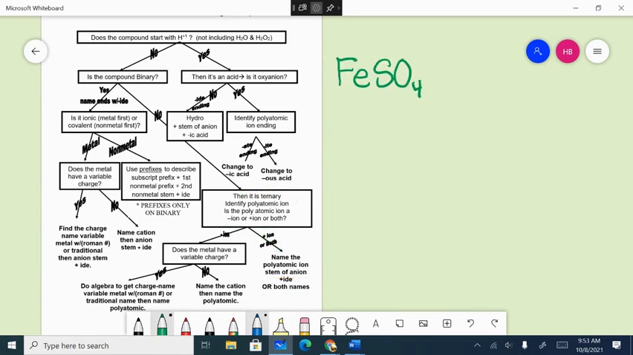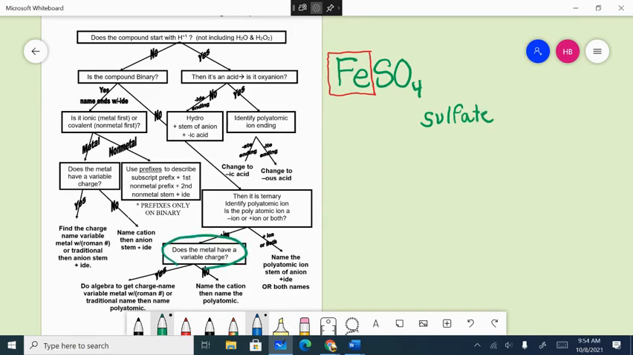Okay, we're going to start at the beginning. It doesn't start with H+. It is not binary. It is ternary. The polyatomic ion is not ammonium, so we're going to pull off that first element. That's our cation. The rest of it is our polyatomic ion, which we can name right now. What's the name of SO4? Sulfate.